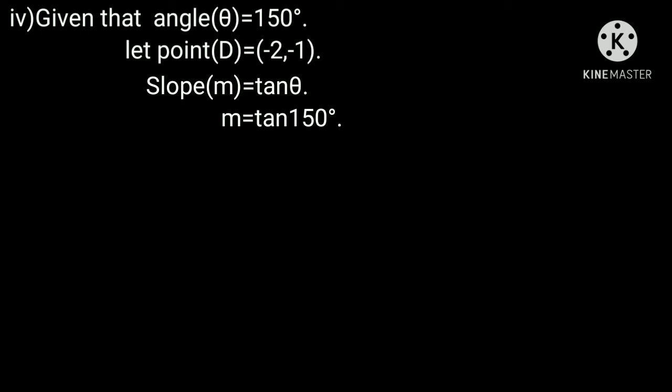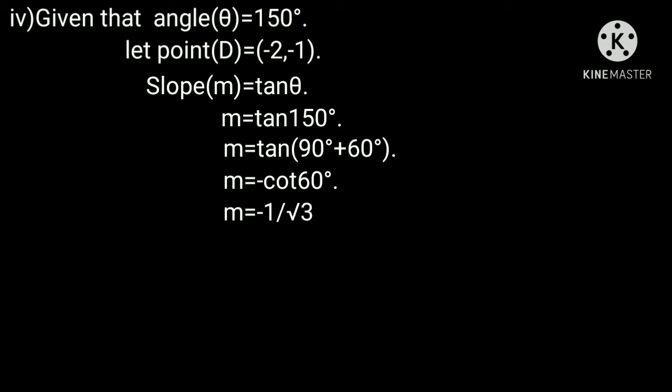We don't know tan 150 degrees directly. Then 150 is split into 90 plus theta form. That is m equal to tan 90 plus 60. Also we know that tan 90 plus theta equal to minus cot theta. Then slope m equal to minus cot 60 degrees. Here we substitute cot 60 value. Then m equal to minus 1 by root 3.